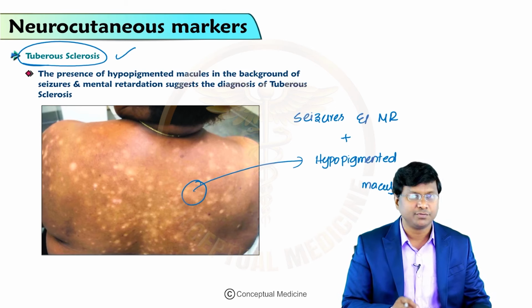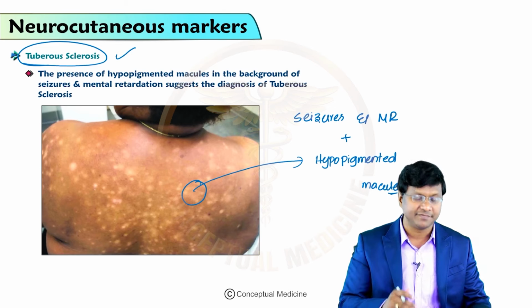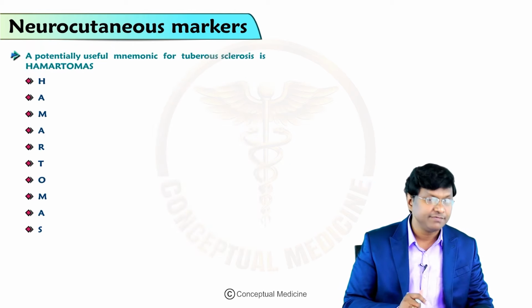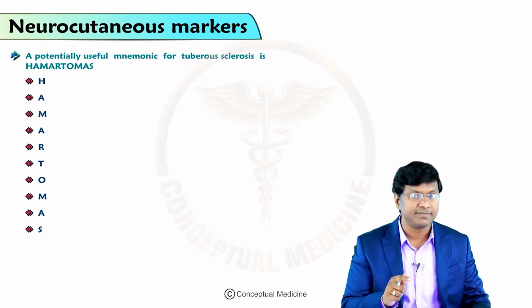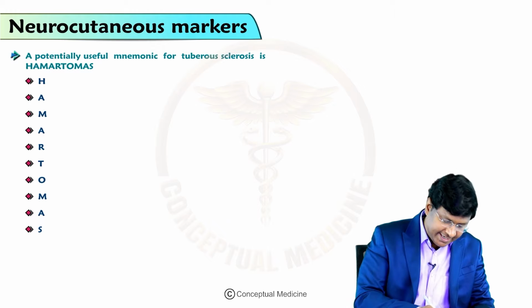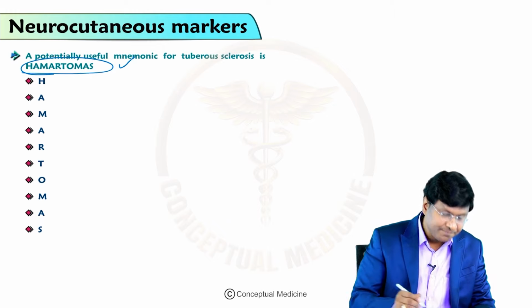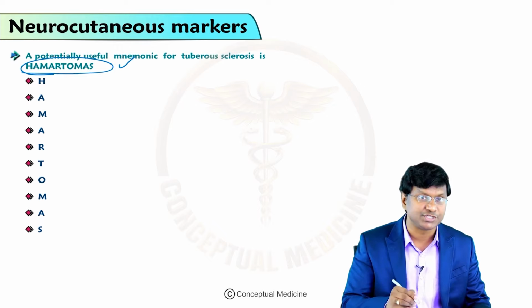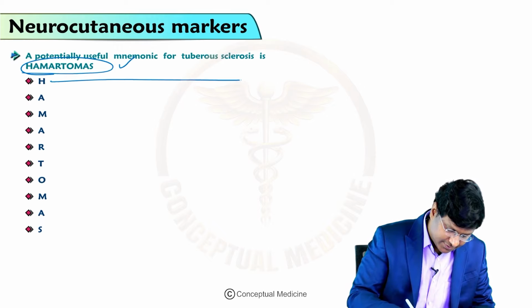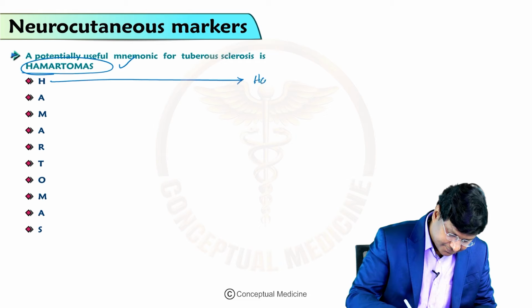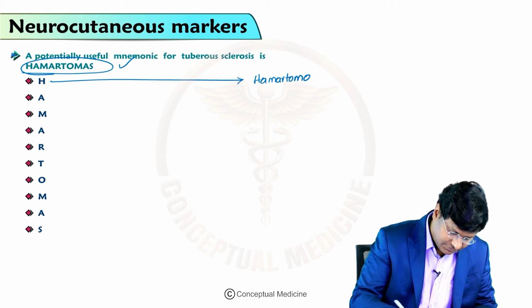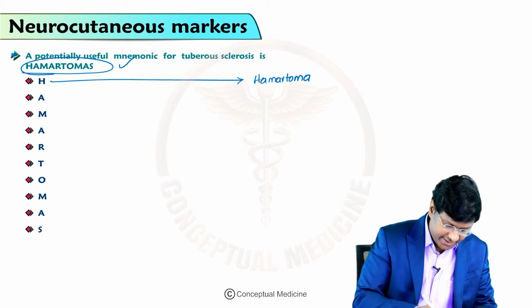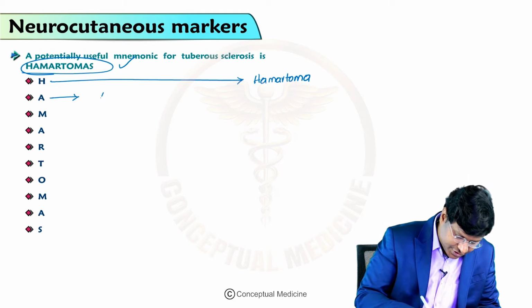And in case of tuberous sclerosis, you have multiple manifestations. And let me just give you a mnemonic. Hamartomas are one of the manifestations in tuberous sclerosis. And let me just give you a mnemonic, that is HAMARTOMAS. Right? And the letter H will be hamartoma. Right? And the letter A is adenoma sebaceum.